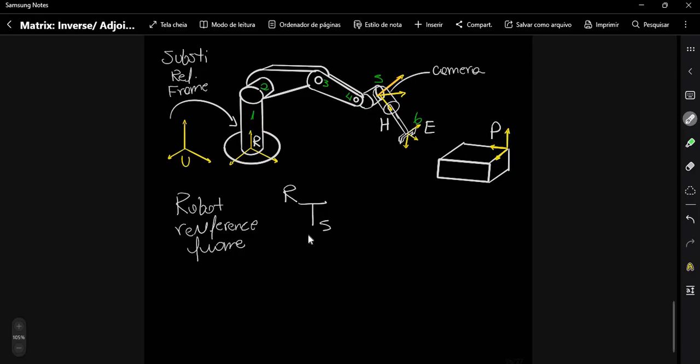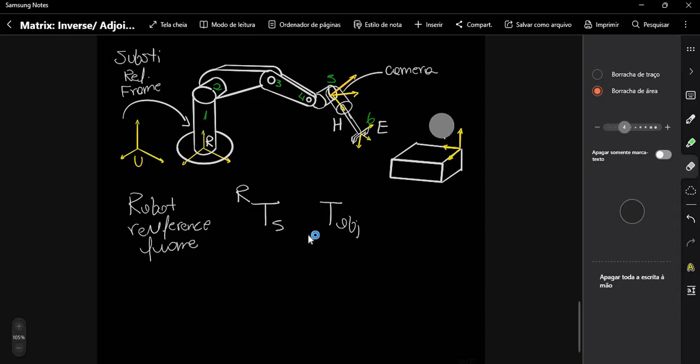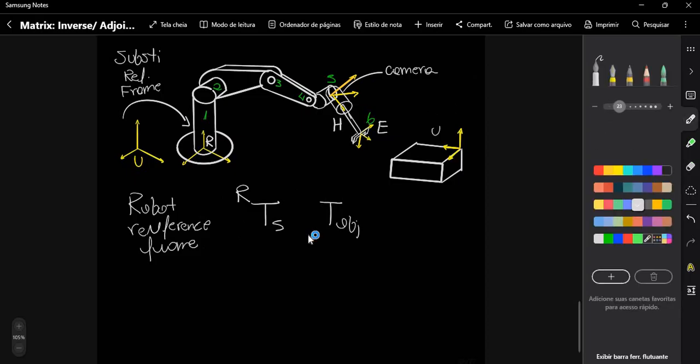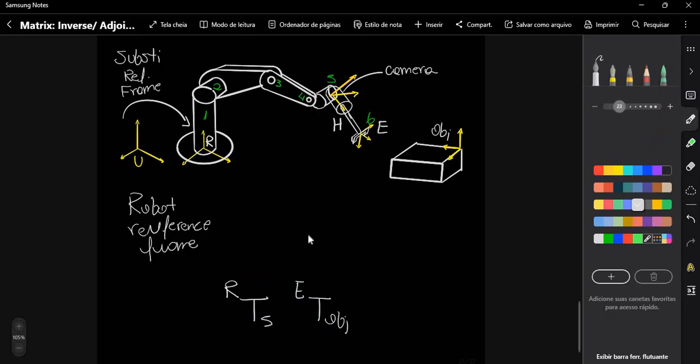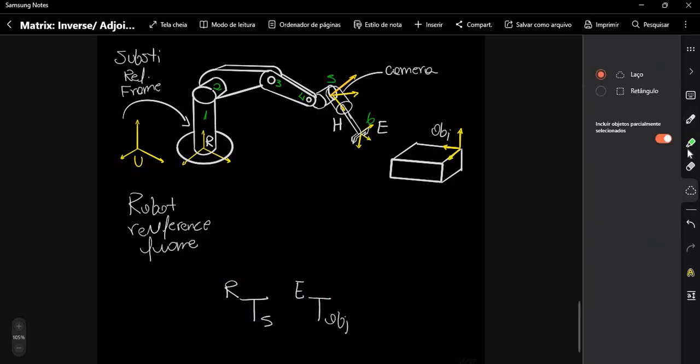And the other transformation that we can write is a transformation of the object in relation to the end effector. And now we can write our transformation equation.